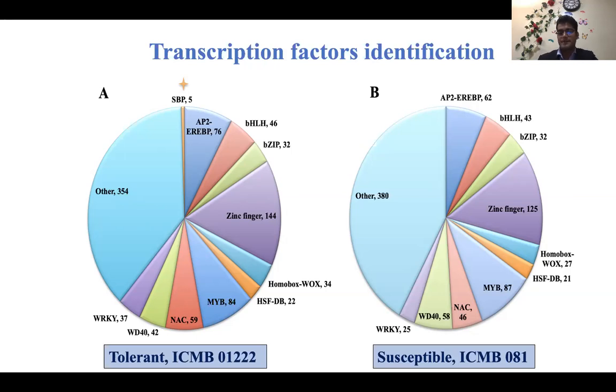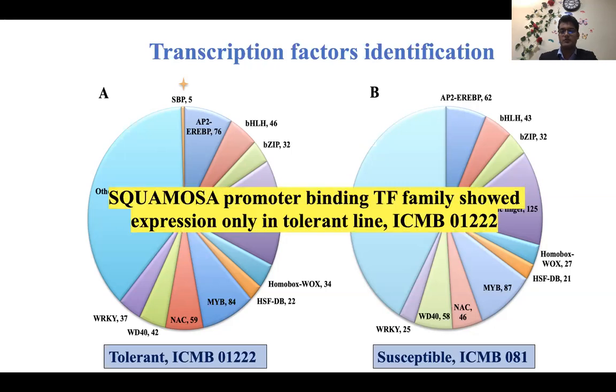But the key difference between tolerant and susceptible lines we observed was squamosa promoter binding transcription factor, because this transcription factor family shows expression only in tolerant line ICMB0122. Here we have also highlighted this family because this family was only observed in ICMB0122. So future studies are needed to study this family in detail.